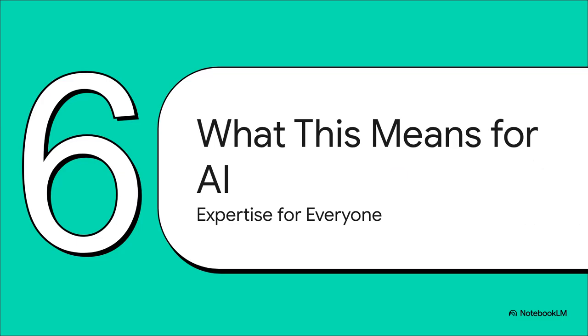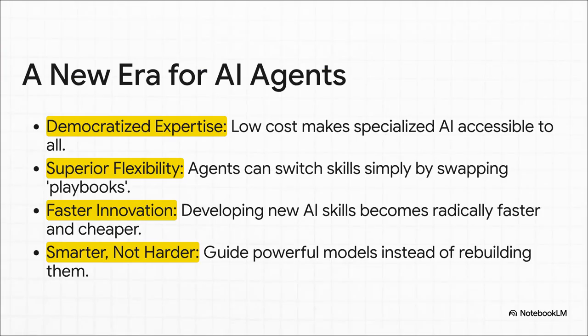So, let's zoom out. What does a breakthrough like this actually mean for the future of AI? Well, the implications are just massive. This is about making true expertise accessible to everyone. Basically, specialized AI has just been democratized. Small companies, individual researchers, even you and me can now afford to create these expert agents.